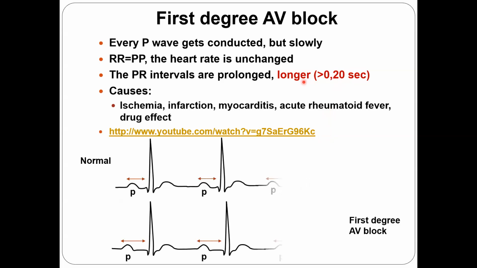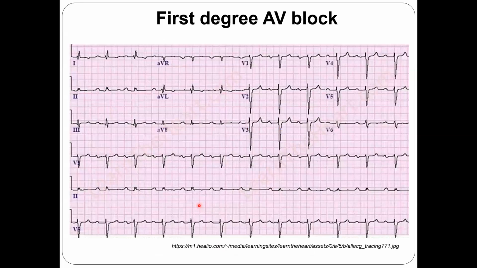So when we do have a first degree, every P gets to the QRS complex, every P followed by the QRS. However, the gap between the beginning of the P till the beginning of the QRS is longer than 0.2 seconds. This is what is called first degree AV block, and that's rhythmic. Keep that in your mind. Okay, that's a simple one. We will practice later on.